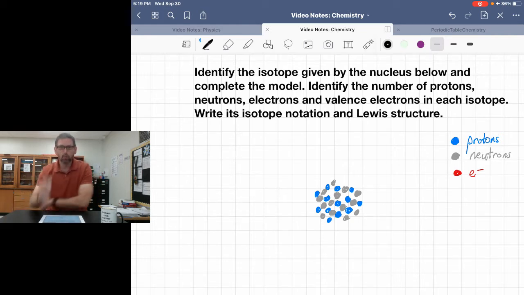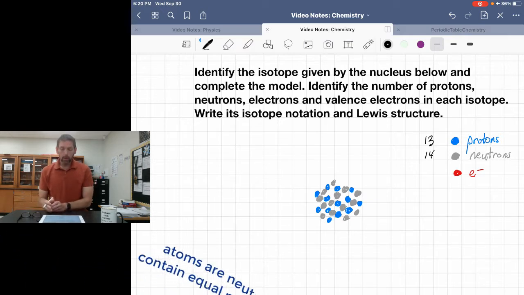Let me look in more detail. We can see there's 1, 2, 3, 4, 5, 6, 7, 8, 9, 10, 11, 12, 13. 13 protons. So we have 13 of these things here. Neutrons, let me try this again to make sure. 1, 2, 3, 4, 5, 6, 7, 8, 9, 10, 11, 12, 13, 14. We have 14 neutrons.